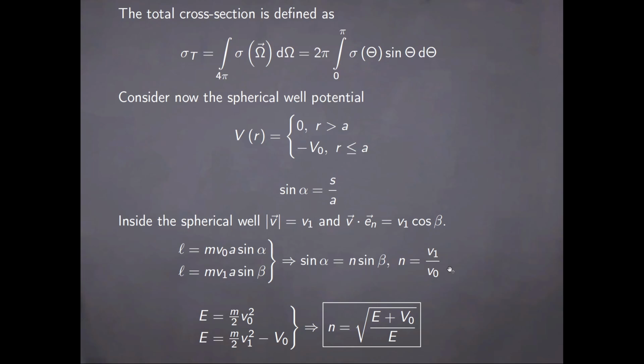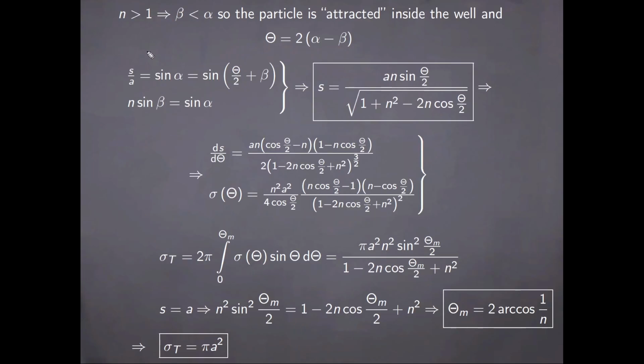This quantity is greater than 1, and as such the angle beta is smaller than the angle alpha, and so the particle is effectively attracted inside the well. And if you draw a simple diagram, it is seen immediately that then the scattering angle is simply 2 times the difference of these two angles.